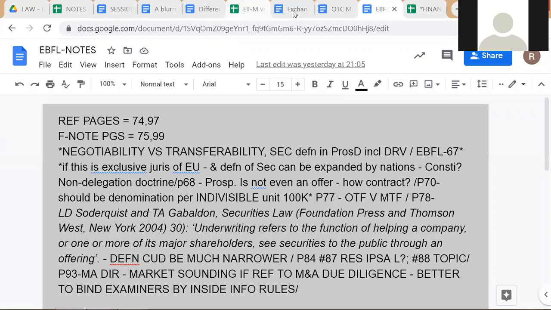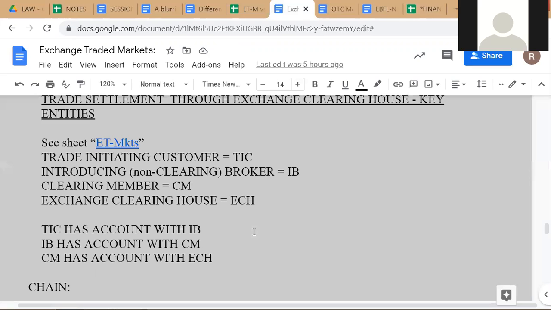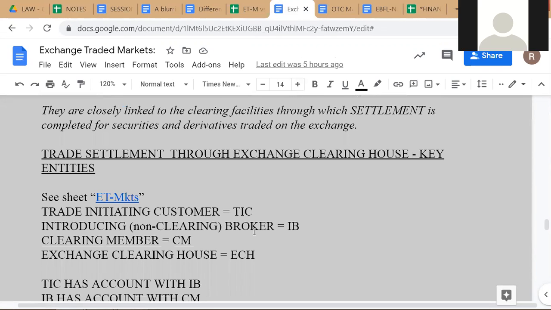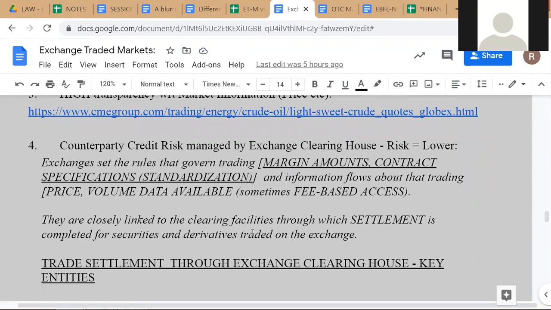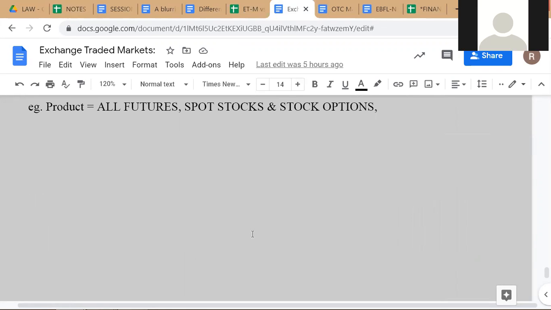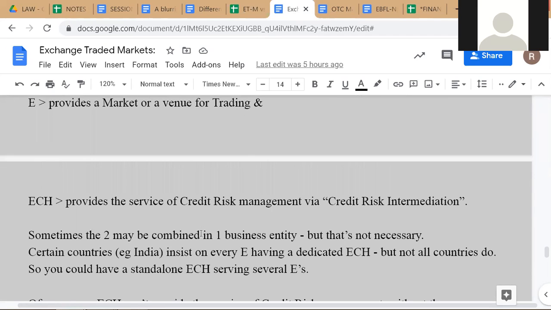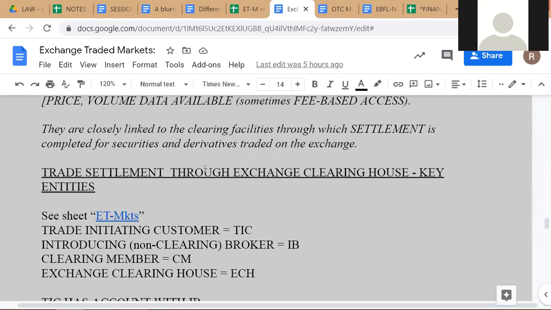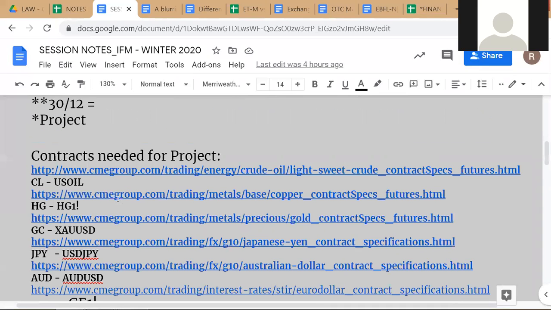Okay, so we were covering standardized contract terms. Where were we? Yeah, so we were looking at standardized contract terms. This is what we were looking at when we finished, and I was pointing you to this. Maybe I should have taken those contract specs. If we take it from here, that would be an easy way to understand the standardized contract specs.